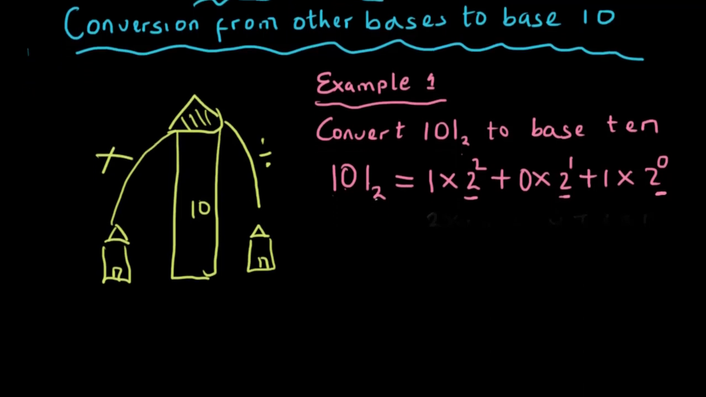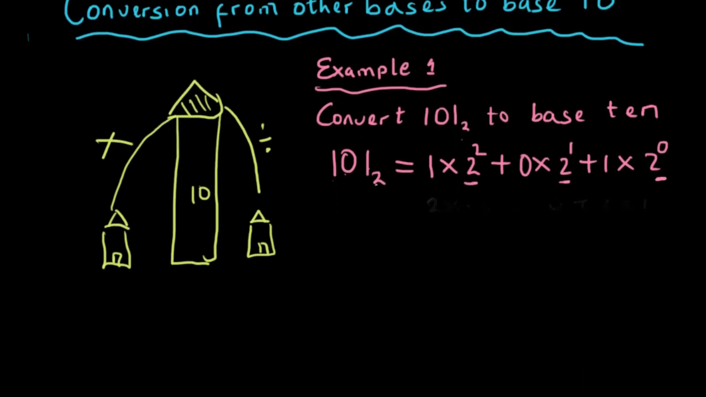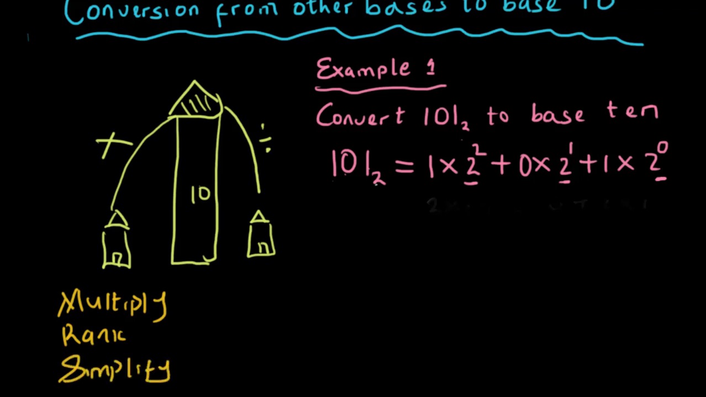So if I will give you the 3 stages on converting from other bases to base 10, the first thing is that you multiply, then you rank, and lastly, you simplify. Do you understand? So let's simplify now. We have 1 times 2 raised to power 2, which is 2 times 2, which is 4. Do you understand that?